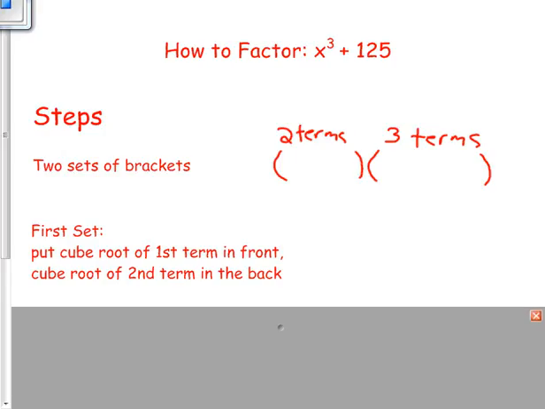Now we're just going to look at the first set of brackets. We want to put the cube root of our first term, the x cubed term, in the front, and the cube root of our second term in the back. What's the cube root of our first term? X, yes. What's the cube root of our second term? 5.